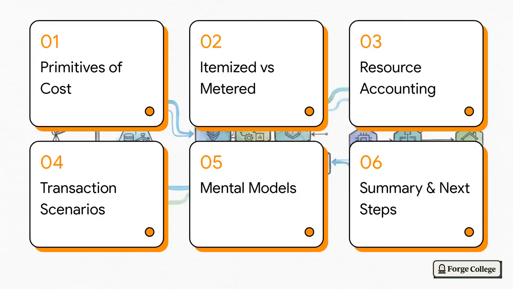Okay, so here's our blueprint for today's explainer. We're going to start with the primitives of cost, compare itemized receipts versus metered buckets, and see how resource accounting actually differs. Then we'll look at some real-world transaction scenarios, and finally wrap up with developer mental models and our summary and next steps. Let's get right into it.